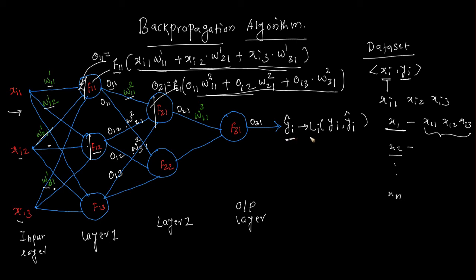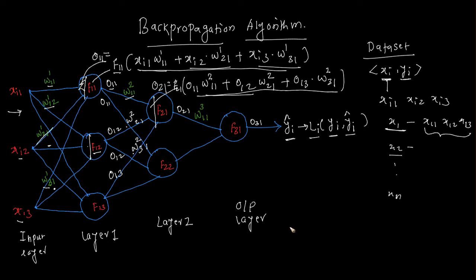So we compute the loss for this xi. Here we are considering the squared loss, or it may be any loss. The loss means how different this predicted output is from the actual output. So we calculate this loss, and then we update the weights. And how do we update the weights?